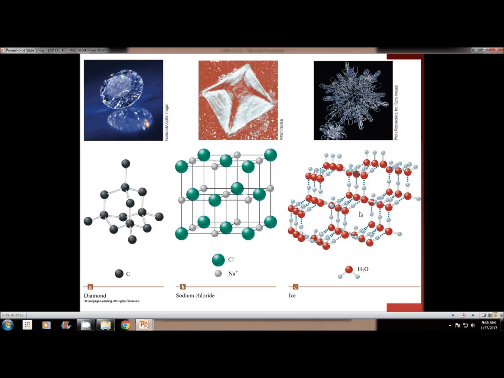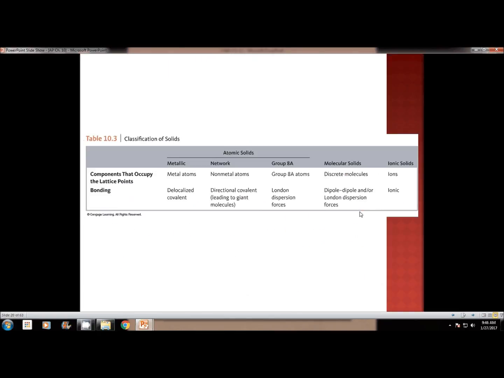But these characteristics, we kind of saw some properties about them in our lab. This is table 10.3, which is summarizing the types of solids. So we have metallic, network, and group 8A atoms, or the noble gases, which are all atomic solids. And then we also have molecular and ionic solids. This classification summary is good because it tells you what type of bonding is holding the molecules or atoms together, and it kind of helps us to determine if something's going to be polar, nonpolar, and all that kind of thing.